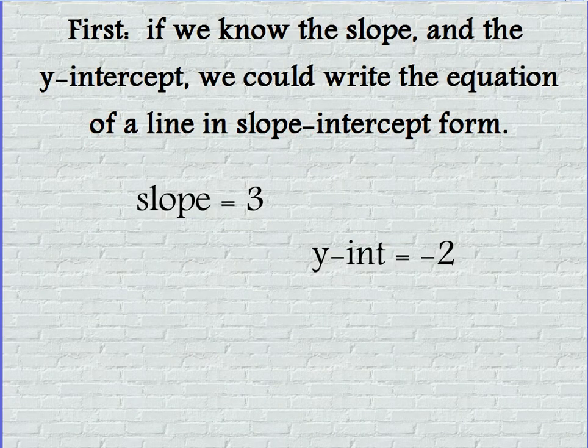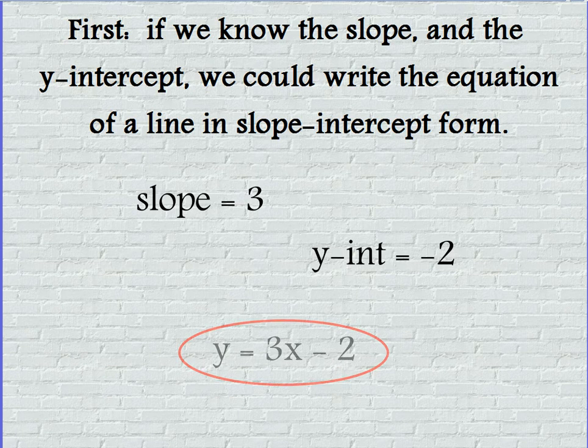If you know the slope and you know the y-intercept, it's extremely simple to write the equation of a line in slope-intercept form. If you know the slope is 3, for instance, and the y-intercept is -2, we simply substitute 3 in for m and -2 in for b, and we have the equation y equals 3x minus 2.